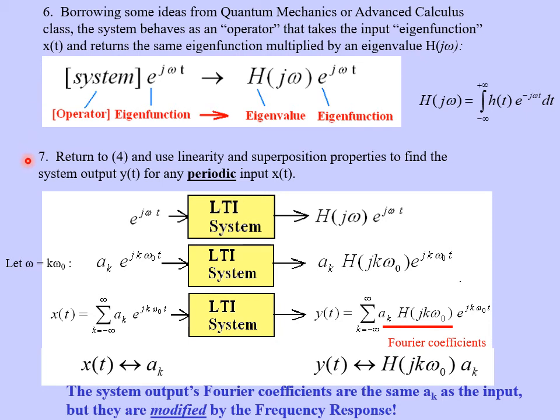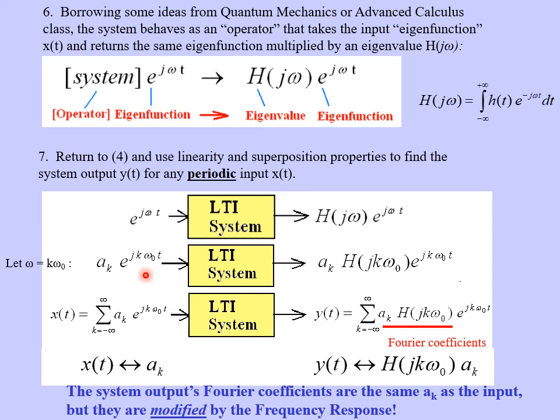All right, let's do something a little more practical here for the last example that we're going to do shortly. We can use properties of linearity and superposition to find the system output y of t for any periodic input to the system x of t. We already learned in the last few slides that if e to the j omega t goes into our system, then we get the same e to the j omega t out multiplied by the frequency response H of j omega. So I'm going to do a few things now. I'm going to multiply this input signal by the coefficient a sub k. So by linearity, I just multiply the output by a sub k.